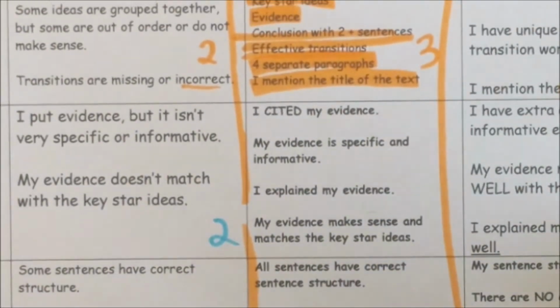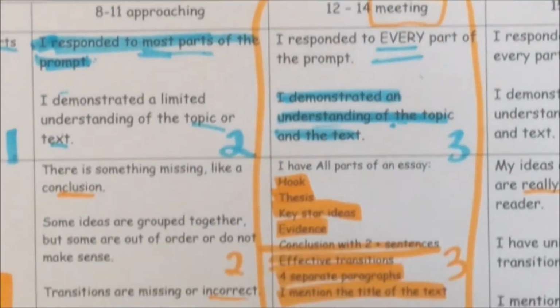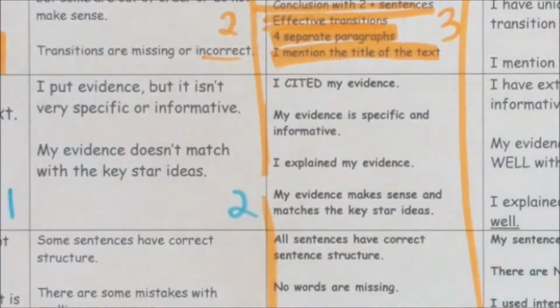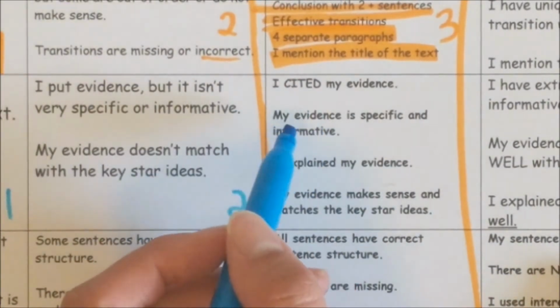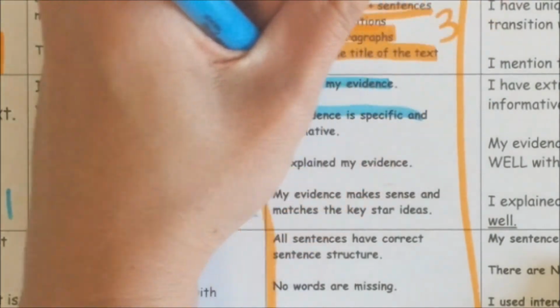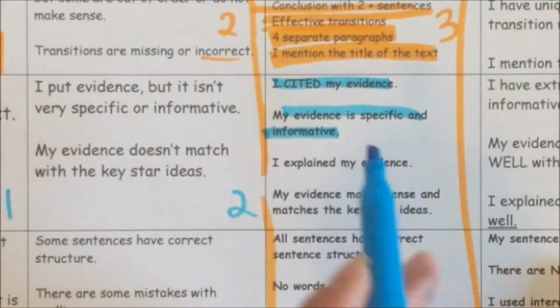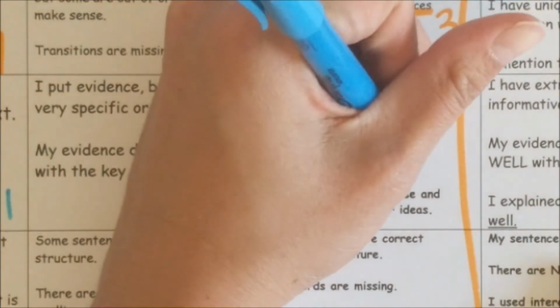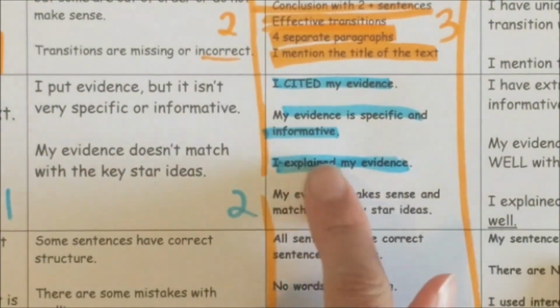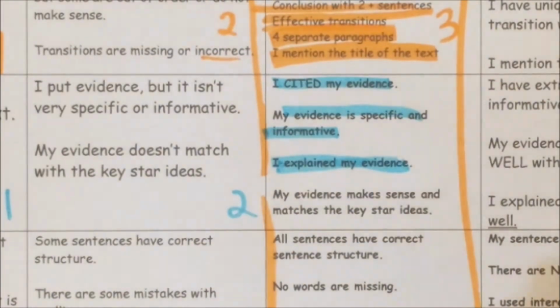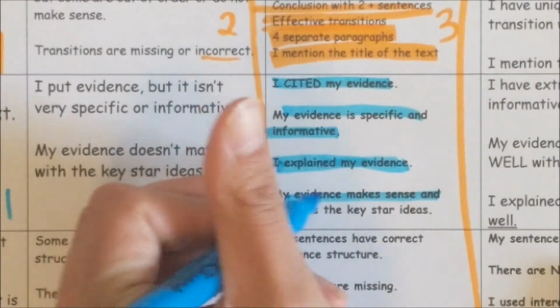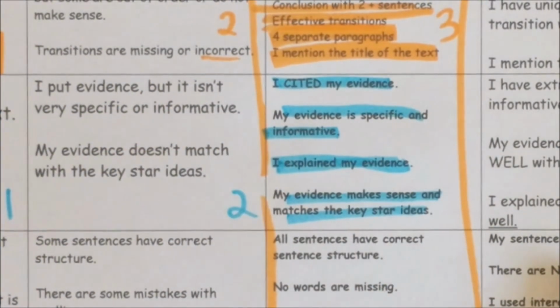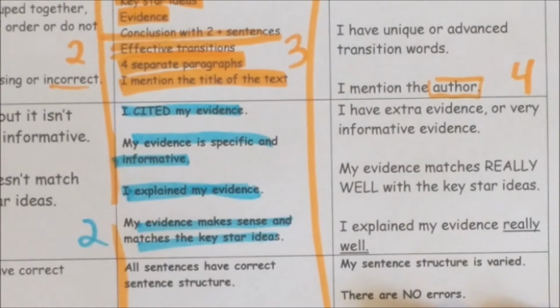To get a 3, so here the 3 is the meeting column. So to get a 3, you need to cite your evidence. So according to page 5, or I found my evidence on page 5 where it states, okay? Your evidence should be specific and informative. So we want to learn something from your evidence. I explain my evidence. That's that pink box where you really explain. This makes Nick clever because... And then just making sure that your evidence makes sense and it matches the key star ideas.